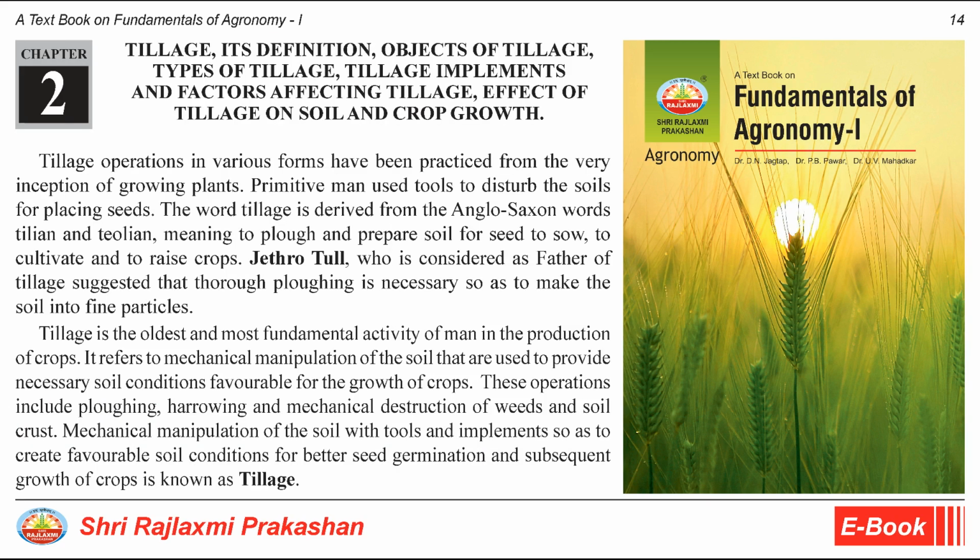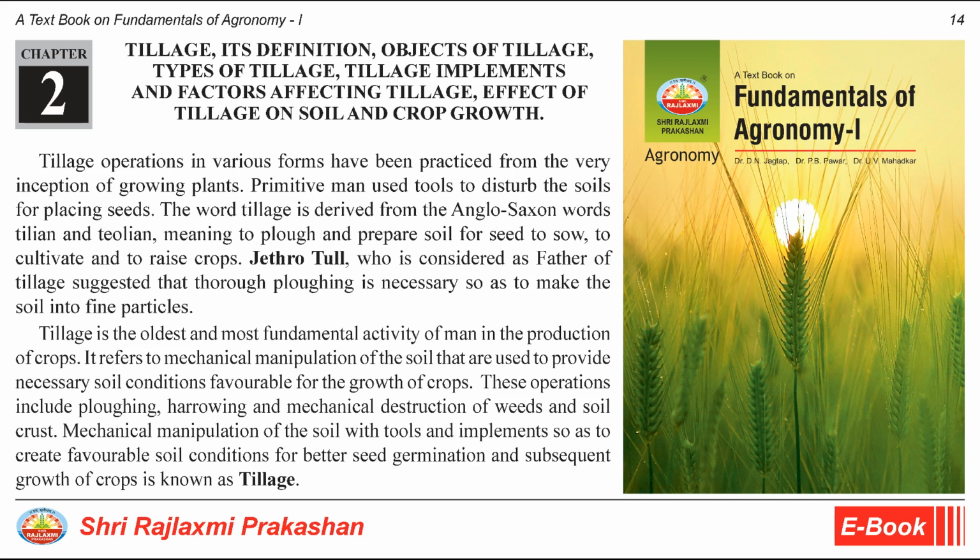Tillage operations in various forms have been practiced from the very inception of growing plants. Primitive man used tools to disturb the soils for placing seeds. The word tillage is derived from the Anglo-Saxon words tillion and teolion, meaning to plough and prepare soil for seed, to sow, to cultivate and to raise crops. Jethro Tull, who is considered the father of tillage, suggested that thorough ploughing is necessary so as to make the soil into fine particles.